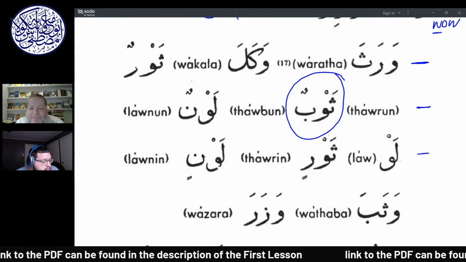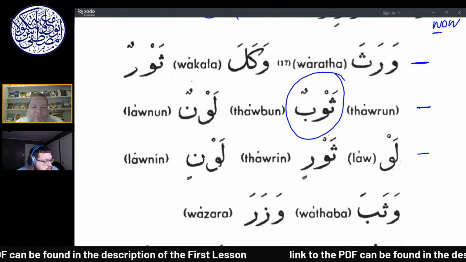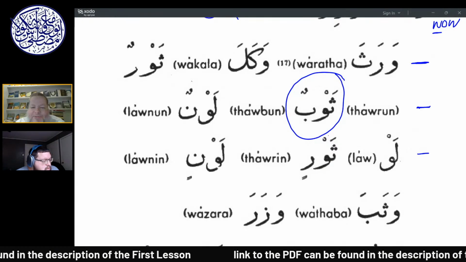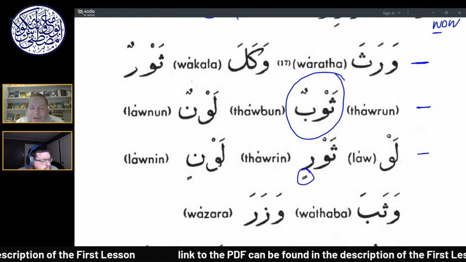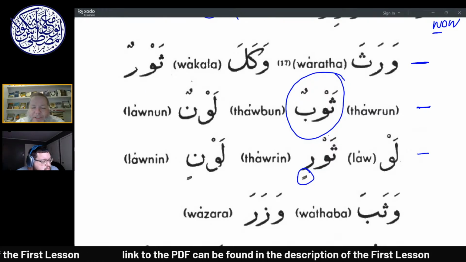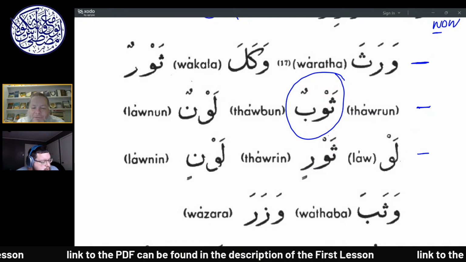Thorin. Same word as above, just has a different ending, showing it's a different place in a sentence if you put it there, right? But for now, Thor.